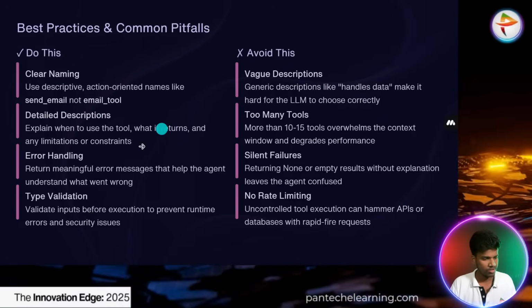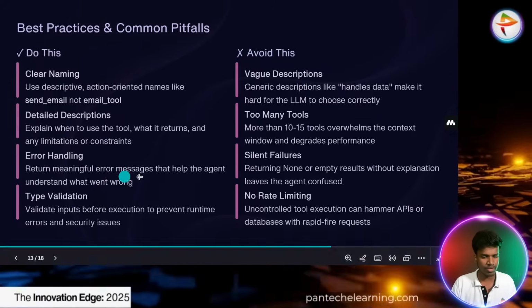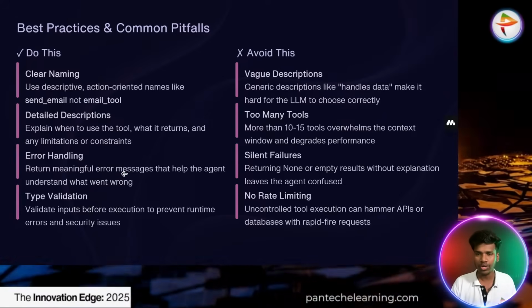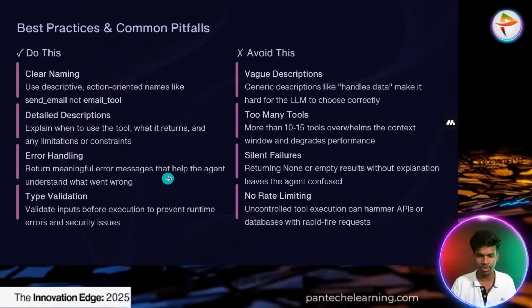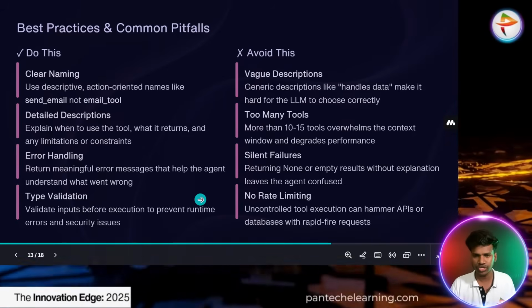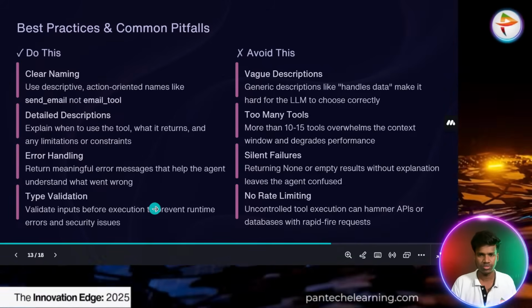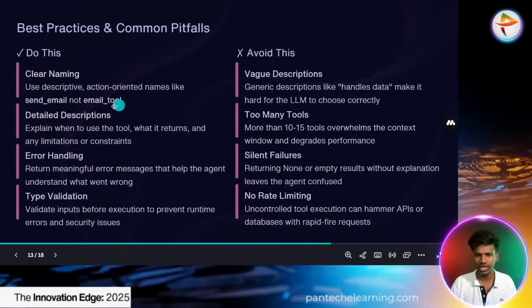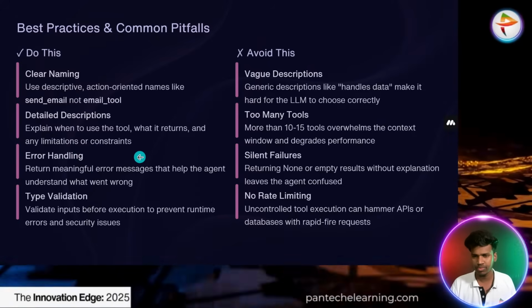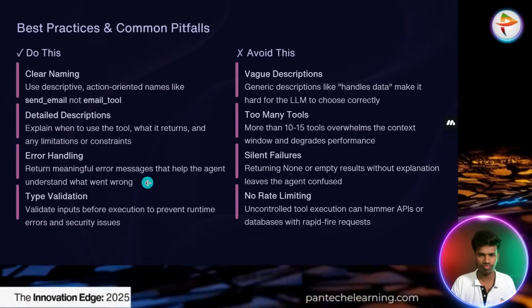Okay, so next one, error handling. Return meaningful error messages that help the agent understand what went wrong. That is error handling. Type validation is validating the input before execution to prevent runtime errors and security issues. First, clear naming is important, a detailed description we have to check, error handling is also most important, and type validation is also important. These are all things we have to do.